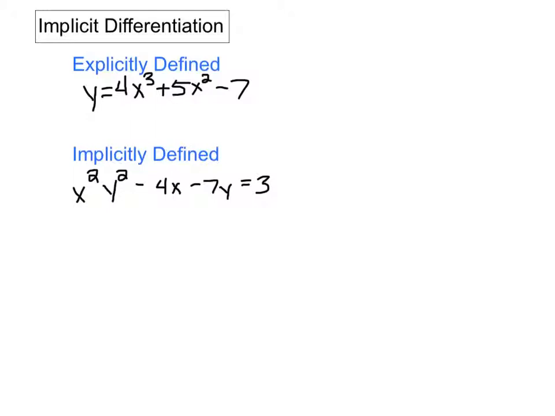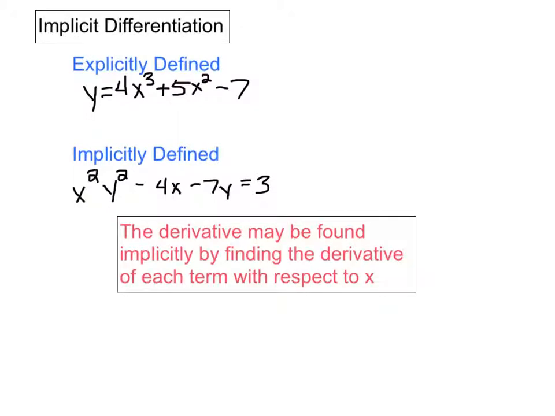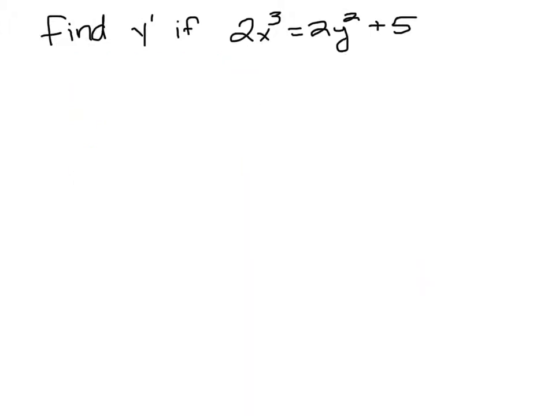It's when y is not straight out defined. So for explicit, we have y equals some function. For implicit, y is intermixed within the function itself. So we have y squared and negative 7y and whatnot. So basically y is not by itself. And the way to find the derivative of these implicit functions, we're going to find the derivative of each term with respect to x, and then eventually we're going to be able to solve for dy dx, which is the derivative of the function.